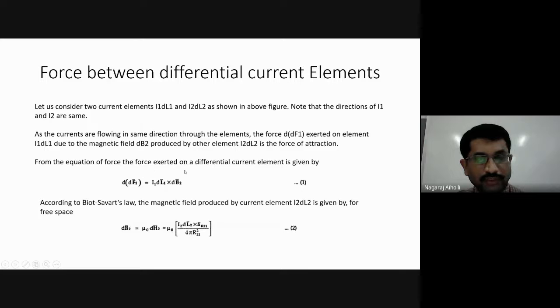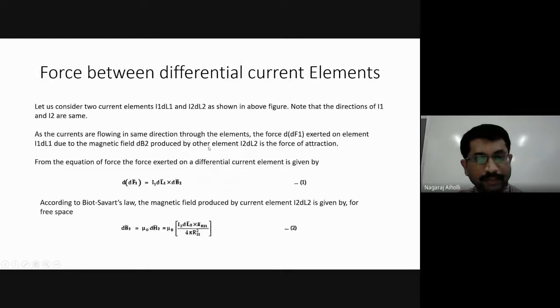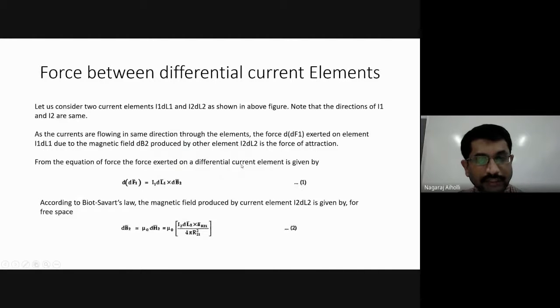From the equation of force, just now mentioned, force is equal to I L cross B. Based on this, I can write d(dF) is equal to I dL cross dB. That is, d(dF1) is equal to I1 dL1 cross dB2, because it is the force on the current element I1 dL1 due to the magnetic flux density dB2 of the current element I2 dL2. Take it as equation 1.